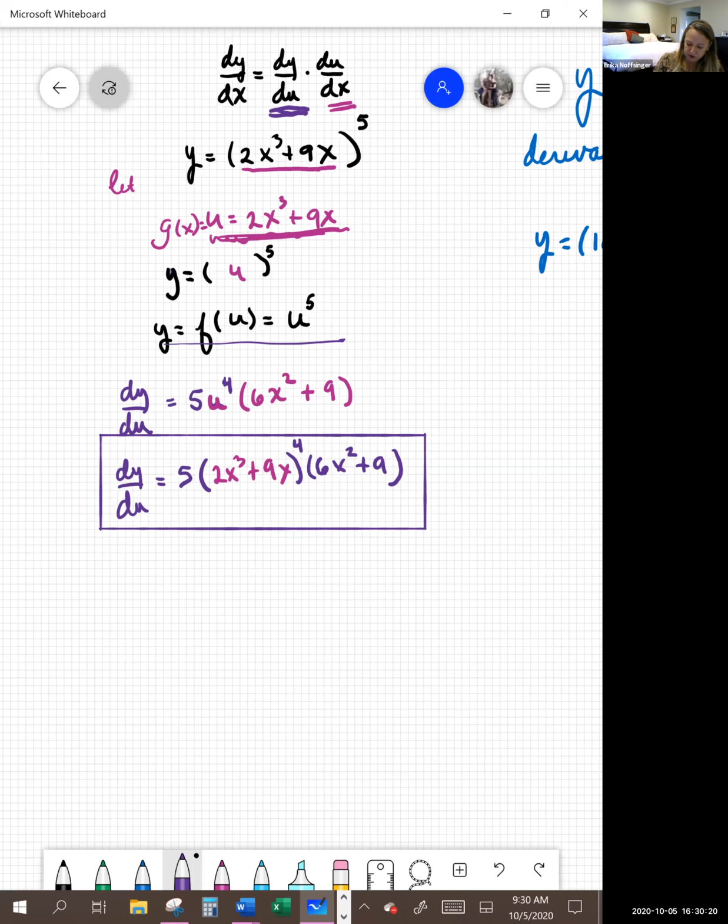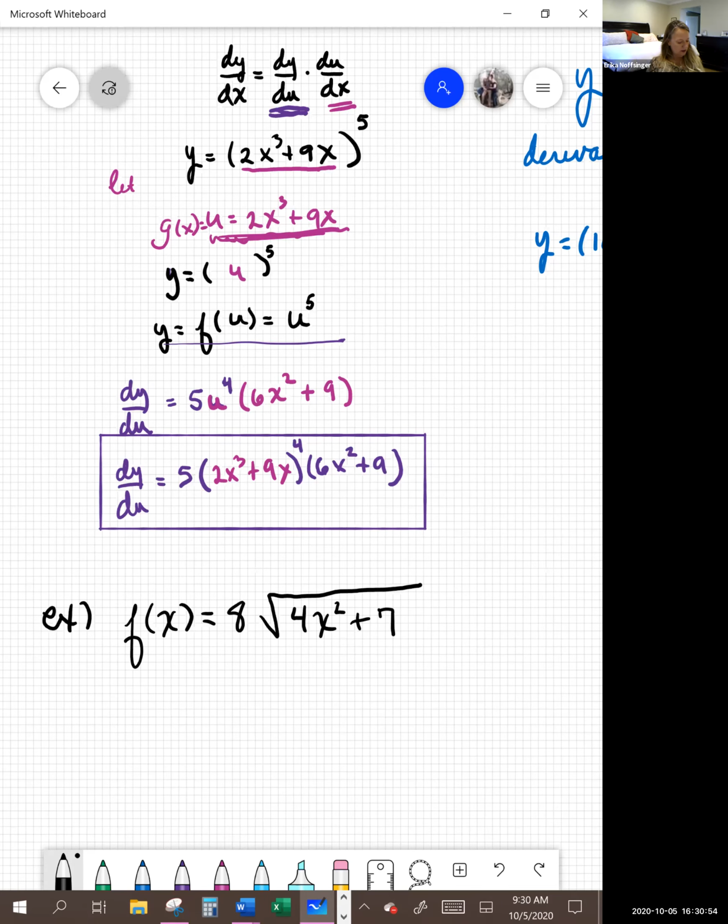But for now, let's just concentrate on a little simpler ones. So let's say you have f of x is equal to 8 all times the square root, and underneath that square root is 4x squared plus 7. And it wants us to find the derivative of each function defined as follows. So find the derivative.